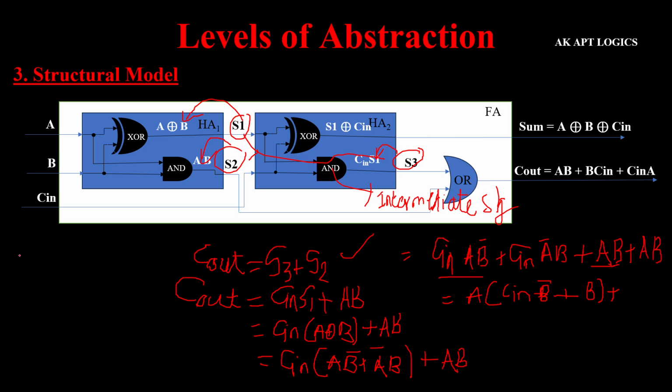What I am telling is that A plus A will always be equal to A, right? So that is why I have written AB two times. Next, there is C in A bar B, right? From this, I am going to take from these two terms.